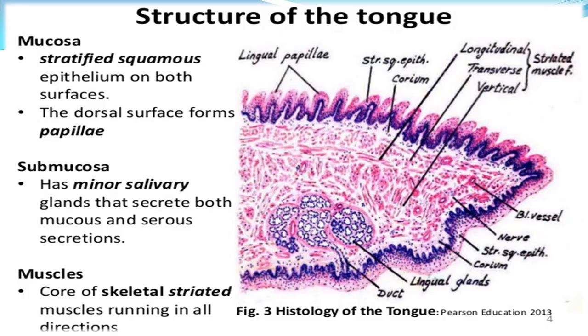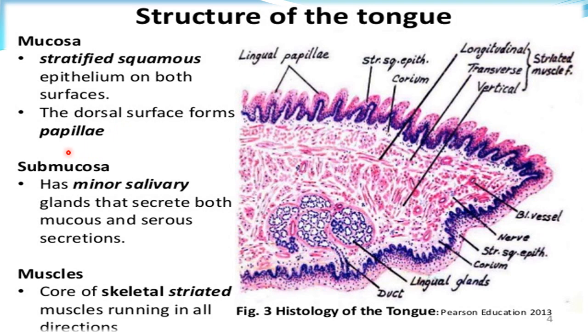The histological structure of the tongue consists of mucosa, submucosa, and muscles. The mucosa is stratified squamous epithelium on both surfaces of the tongue. The dorsal surface of the tongue forms papillae.